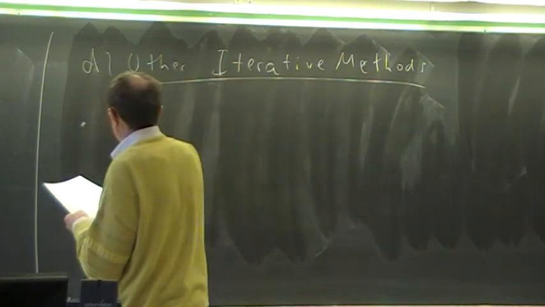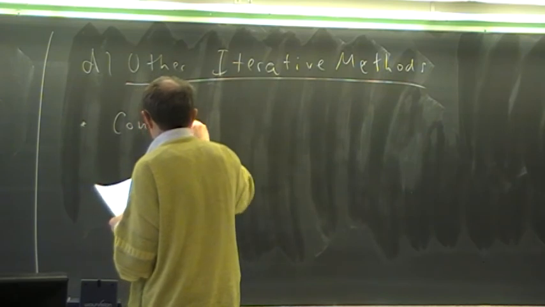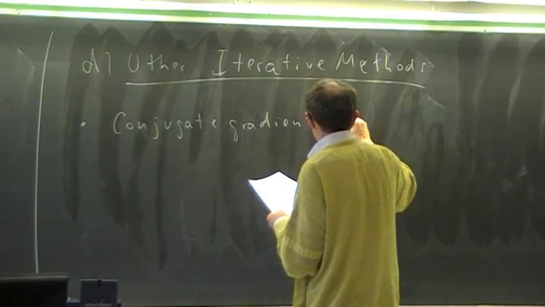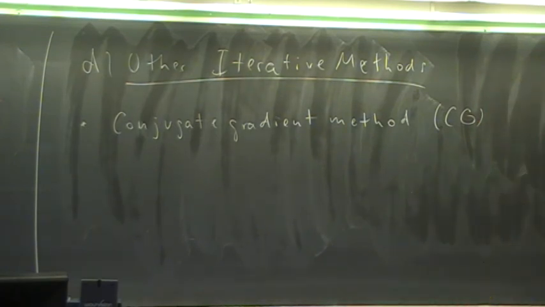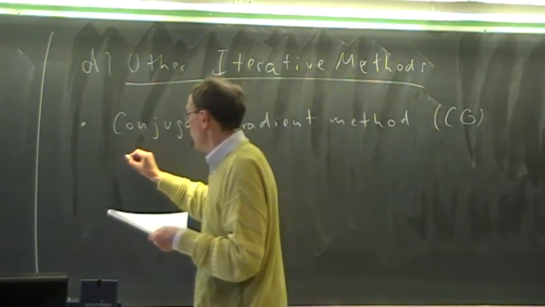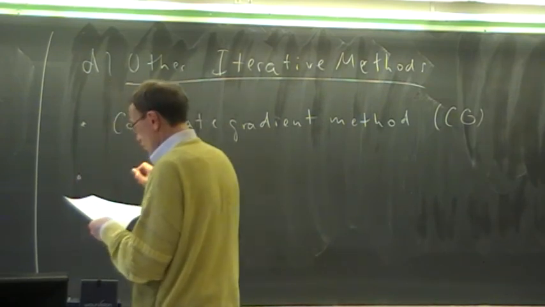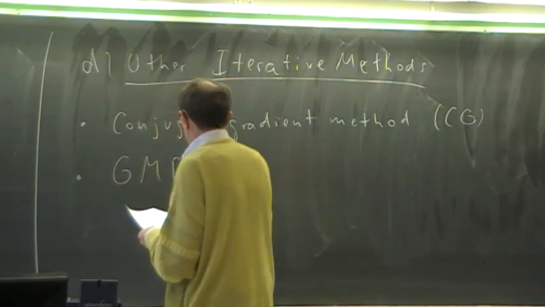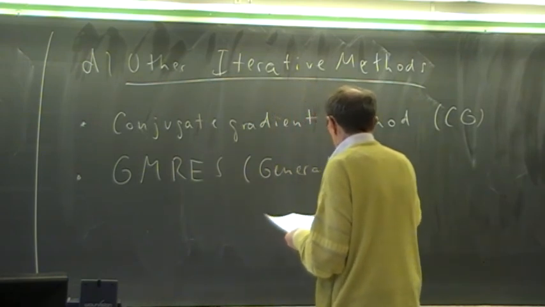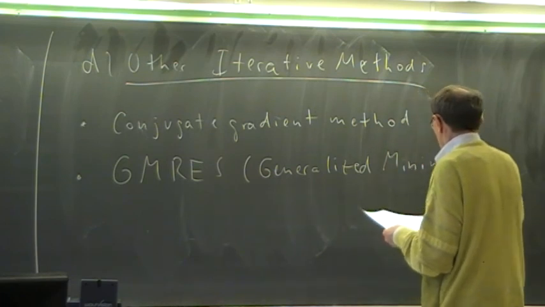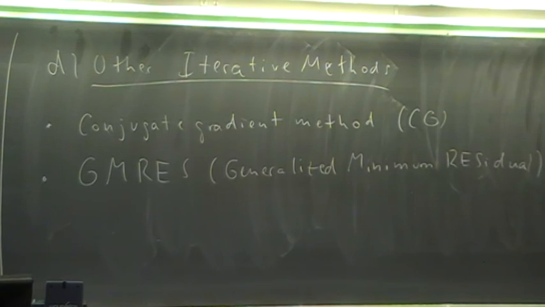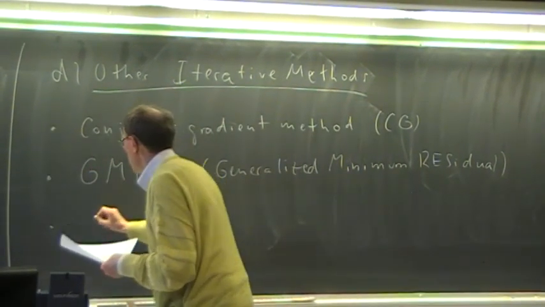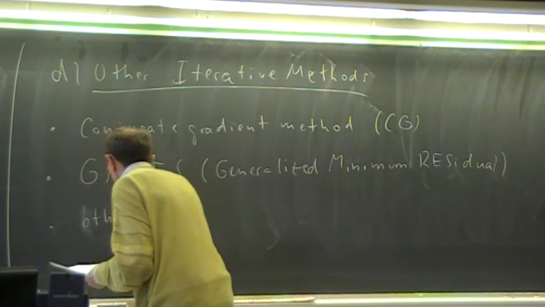The first one I want to mention is the conjugate gradient method, also called CG, that reduces the problem to solving a minimization problem. However, that is only for symmetric and positive definite matrices. If you have not such a matrix, you can use GMRES, the generalized minimum residual method, a variant of the CG method for non-symmetric or non-positive definite matrices. Or you can use some other so-called Krylov methods.